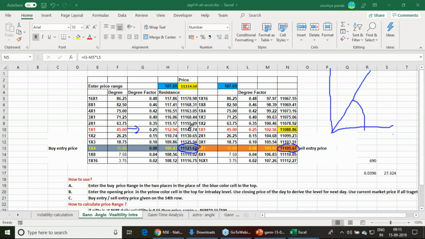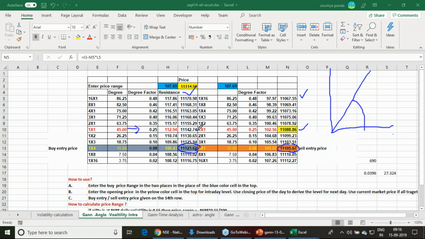If this is given a breakout, then you can get till 11,171. Same way, if 11,088.86 is given a breakout, then you can very well get till 11,067. So this is what Gann's method has told. And if you are buying at 11,124, stop loss should be 105.67. Your first target should be 11,143.